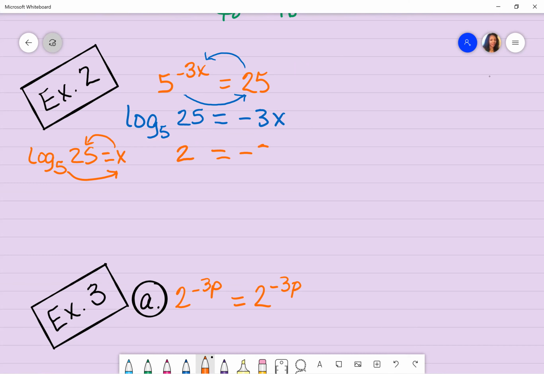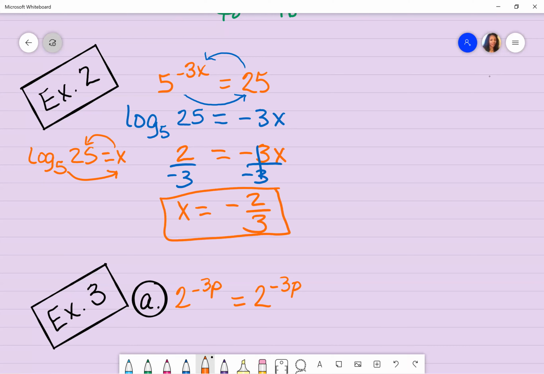And if I set it equal to negative 3x and solve for x, then I'm simply dividing both sides by negative 3. So therefore, x is equal to negative 2/3. That is if I am trying to rewrite it as a log.